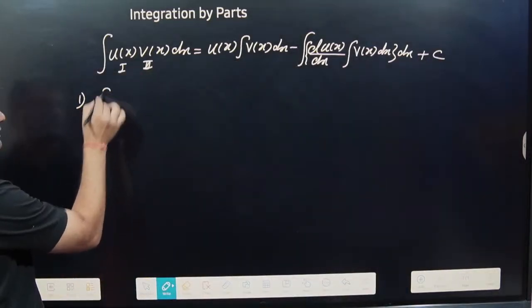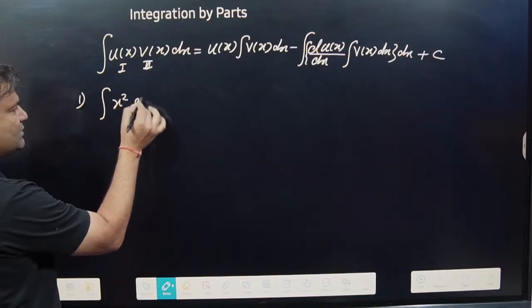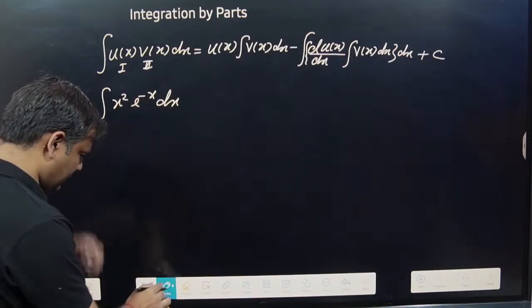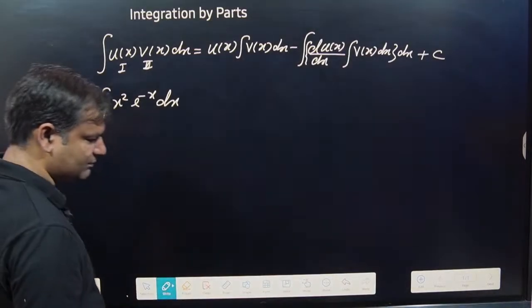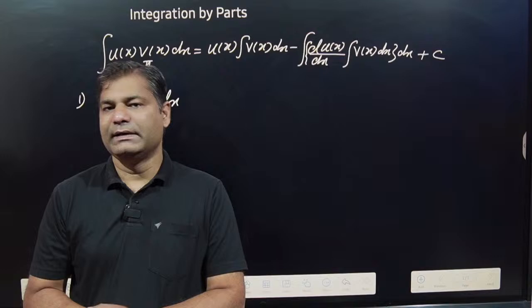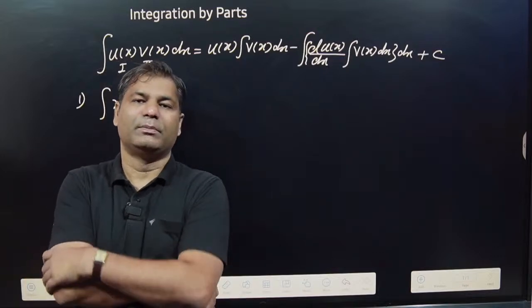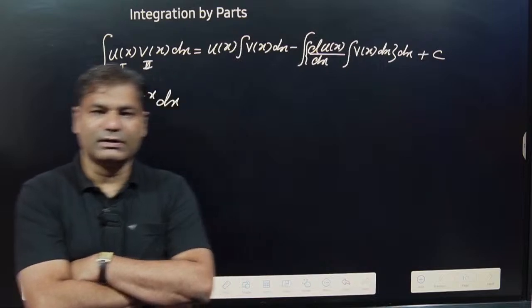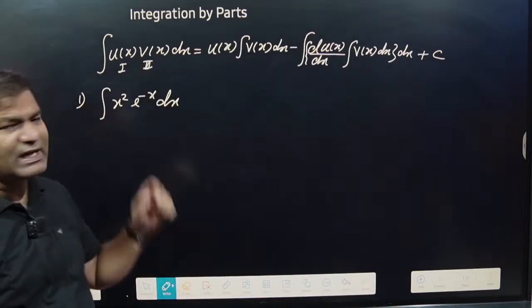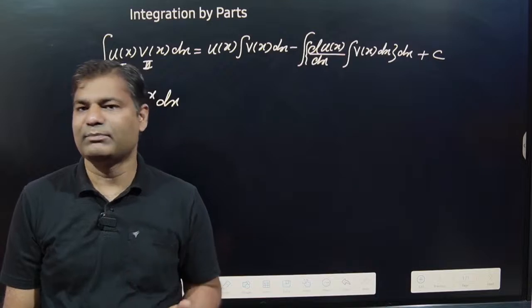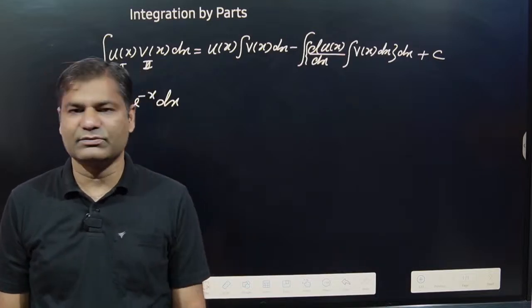I will take some problems. Problem number 1: x square into e to power minus x dx. How can we integrate this? First of all, look here very carefully. How can we solve this type of problem? If x square, a polynomial function, is available, then always take the polynomial function x square as the first function.